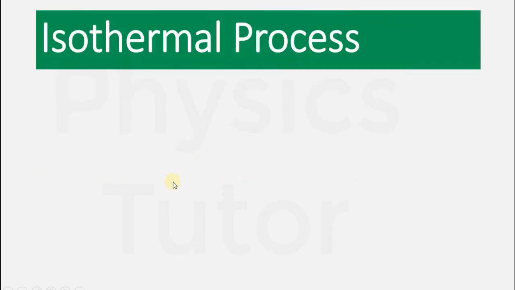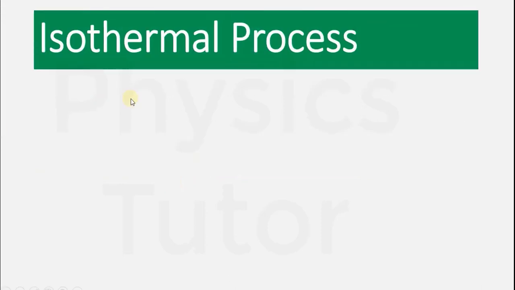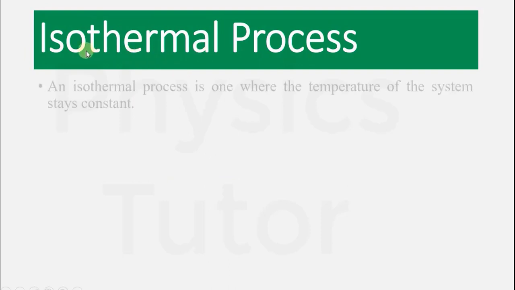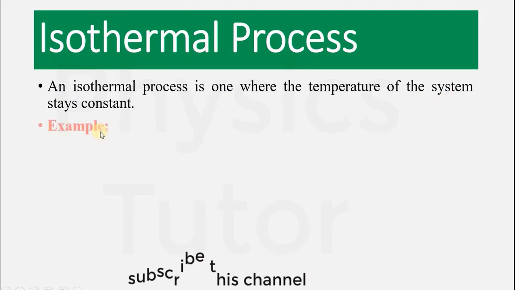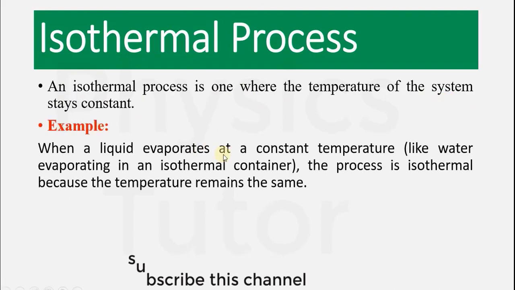The third process is the isothermal process. Iso means same, thermal means temperature. This process occurs only when the temperature of the system is the same, and an isothermal process is one where the temperature of the system stays constant. For example, when a liquid evaporates at a constant temperature, the process is isothermal because the temperature remains the same.